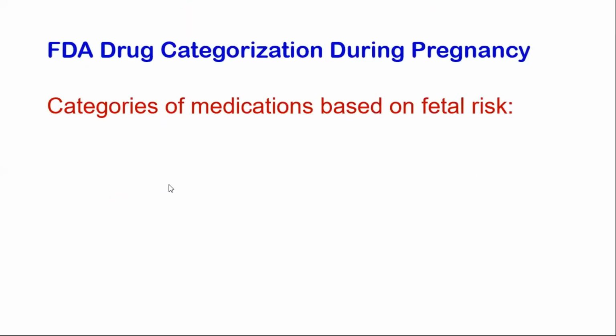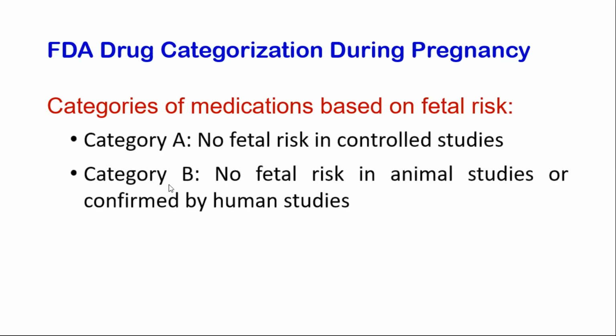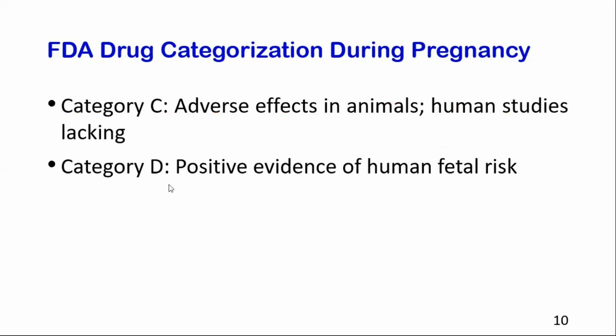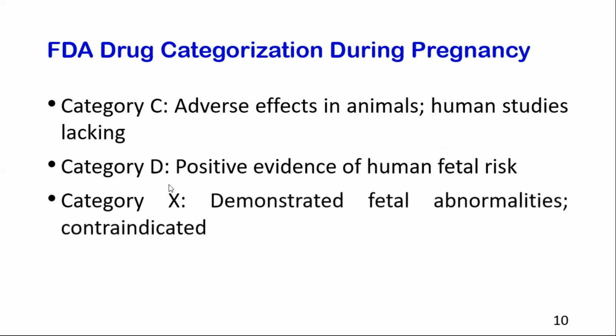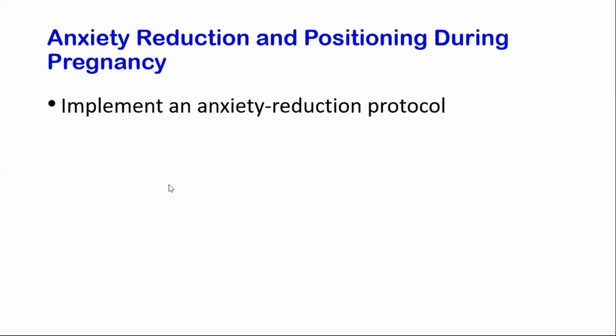The FDA has established a system for categorizing drugs based on their risk to the fetus. Category A drugs have no demonstrated fetal risk, while Category B drugs are generally safe but lack comprehensive human studies. Categories C and D indicate increasing levels of risk, with Category D drugs showing positive evidence of harm. Category X drugs have confirmed fetal abnormalities and should not be used during pregnancy. This categorization helps clinicians choose safer medication for pregnant patients.